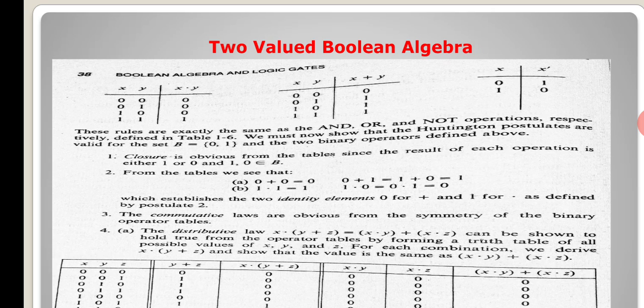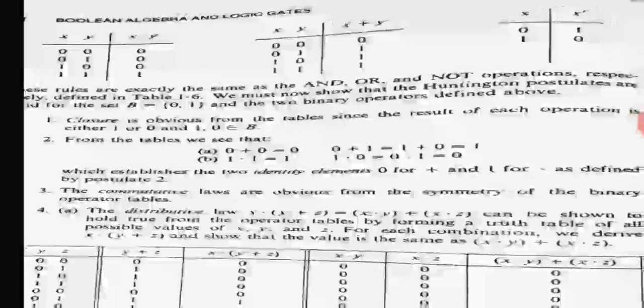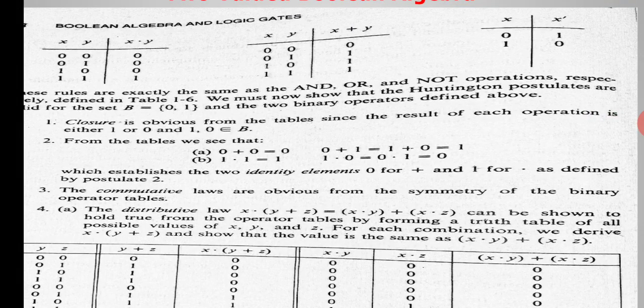Now here you can see Huntington postulates are valid for the set B equal to 0, 1 and the two binary operations defined above. The first one, you can see some points they have listed there: closure is obvious from the table, since the result of each operation is either 1 or 0. Why?